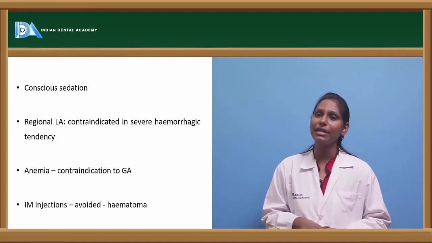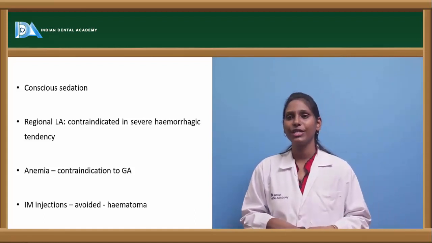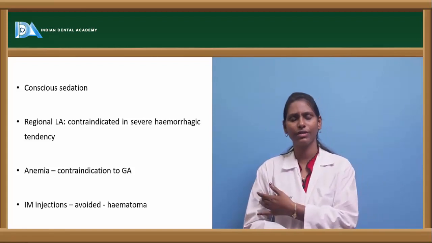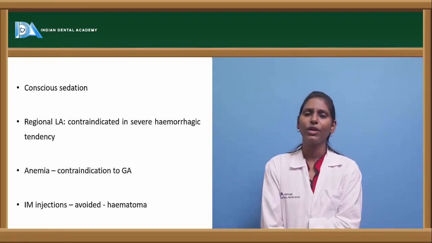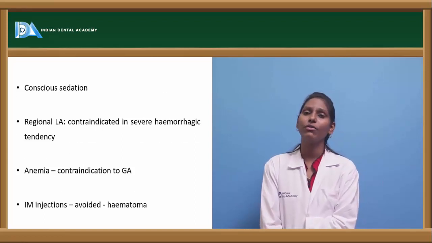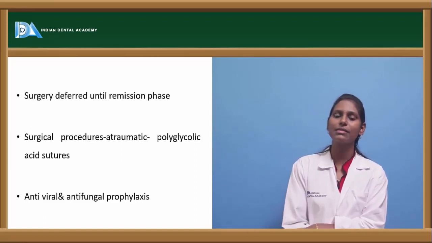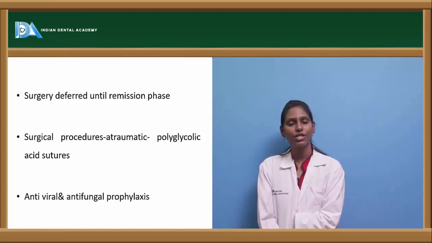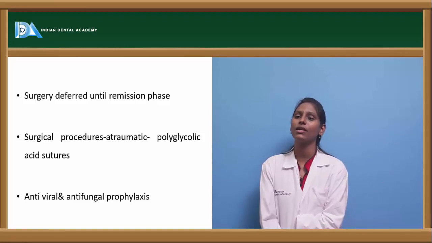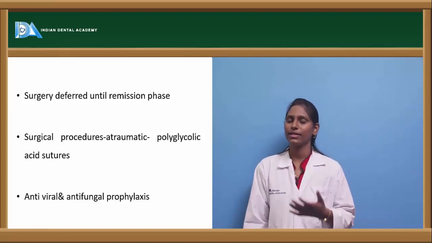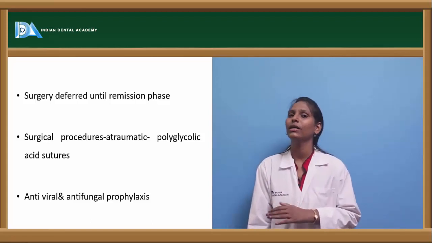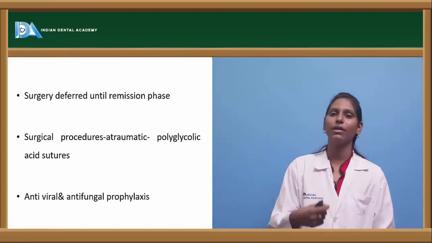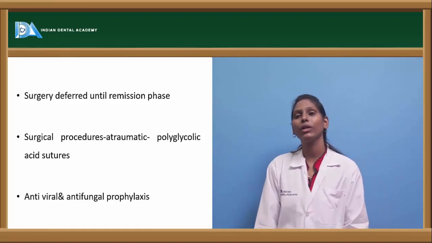Because the patient is having anemia, it is a contraindication for GA, and IM injections also, especially in the deltoid, etc. These IM injections are usually avoided because of the increased tendency to form hematomas. Usually surgeries are deferred until a remission phase, and surgical procedures are planned. If at all planned, they have to be planned in such a way that they are less traumatic or atraumatic procedures, and when doing any sutures, we can go ahead with polyglycolic acid sutures.